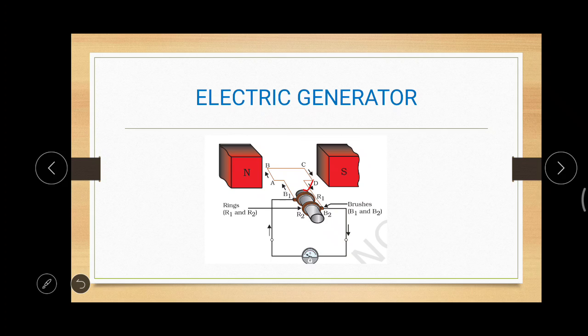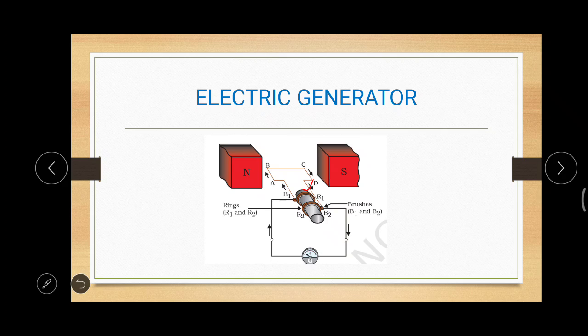So by applying this mechanical energy, we are rotating this coil. As the coil rotates, the magnetic field related to that coil will change continuously. As a result, there will be the generation of electric current in the coil, and we will use that current for our various applications or uses. So that is actually what's happening in the electric generator.